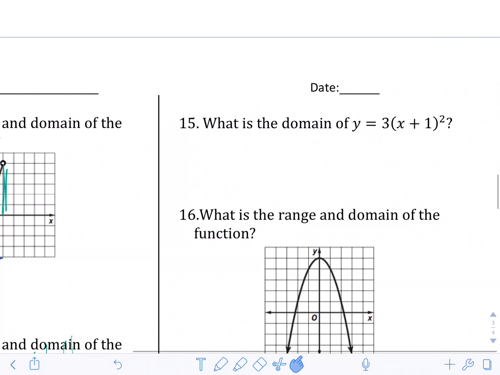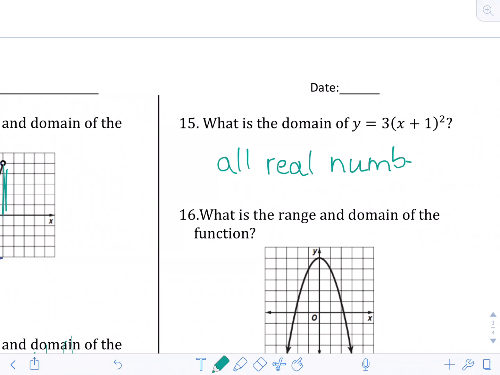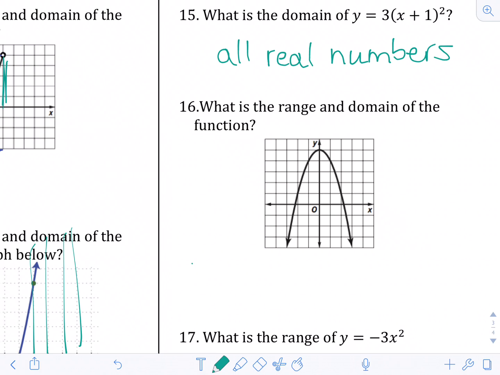Okay, 15, what's the domain of y equals 3x plus 1, all that squared? So for this one, your domain will be all real numbers, because when you put that into the calculator and look at your graph, you will notice you have arrows going both to the left and to the right forever. 16, what is the range and domain?